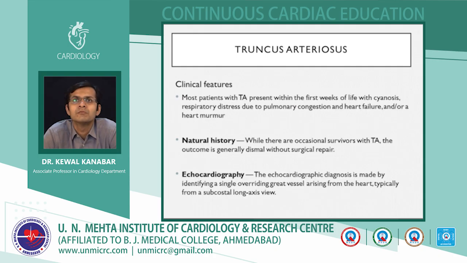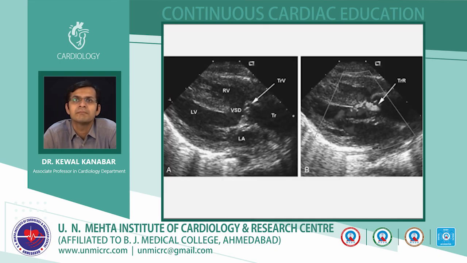dysfunction. Most patients present within the first weeks, mainly with respiratory distress due to pulmonary congestion and heart failure. There are very few natural survivors of truncus arteriosus. Most of these patients, unoperated, will die by 1 year of age, and if not, they ultimately convert into Eisenmenger syndrome.